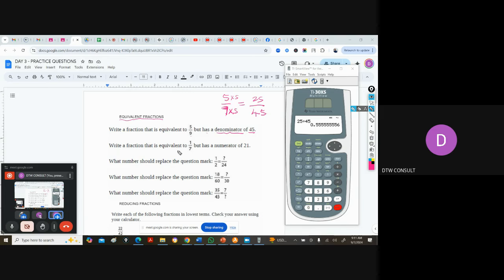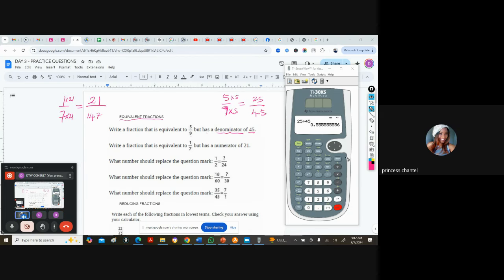Now look at this. It says write a fraction that is equivalent to 1 over 7, but has a numerator of 21. So numerator 21. Remember, numerator is upward. If the numerator is 21, what times 1 will give us 21? It is 21. Are you with me? Yes, ma'am. We have to multiply by 21. And here 7 times 21 will give us 147. Do you see that?